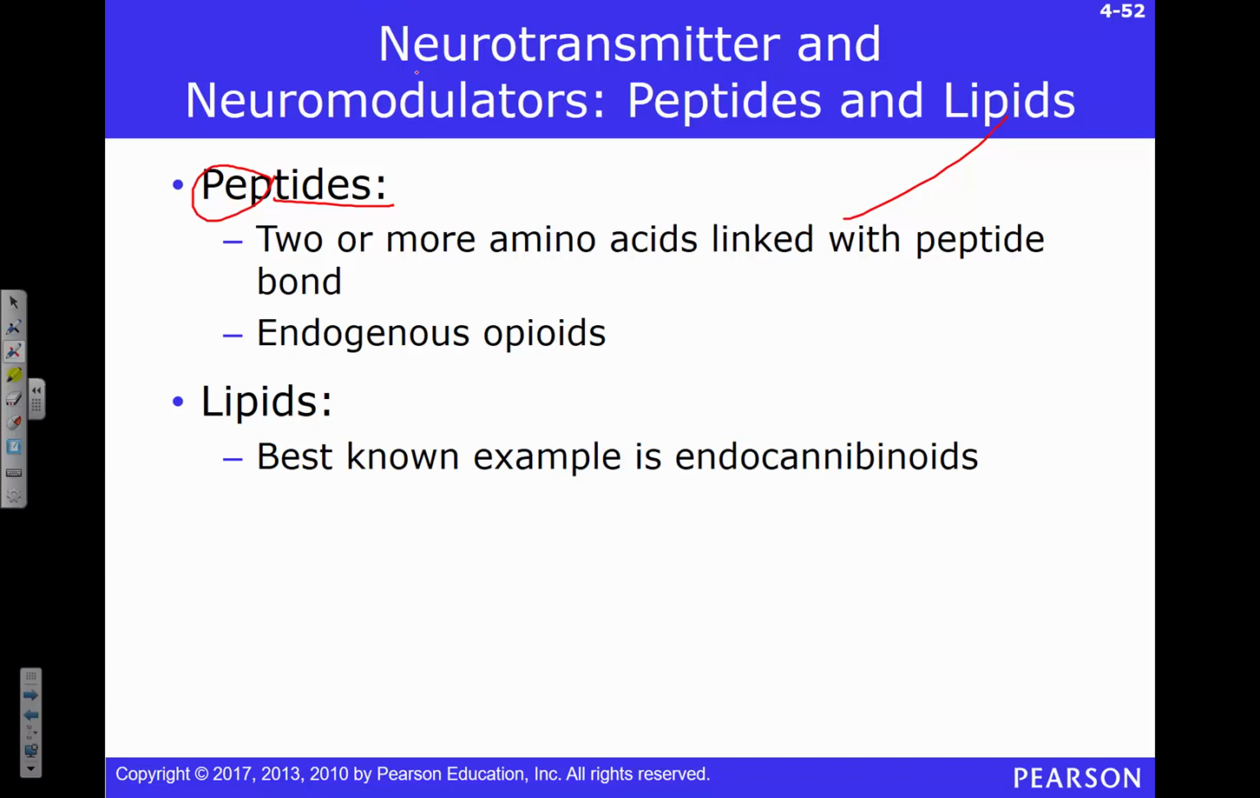Peptides are when you have 2 or more amino acids, but not enough to make a full protein, right? So we'll call that a peptide. Your endogenous opioids, for example, are peptides, right? They're small sequences of amino acids, which can also function, as we've already said, as neurotransmitters, neuromodulators. Lipids, the lipid-based neurotransmitter, neuromodulator stuff, the endocannabinoids, are the kind of guy there to think about, okay?